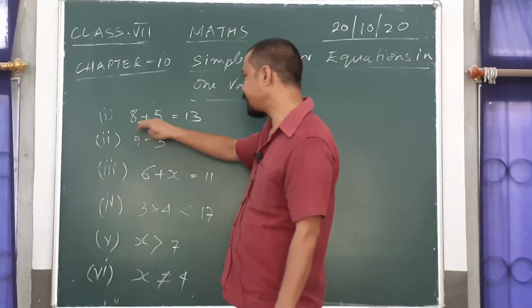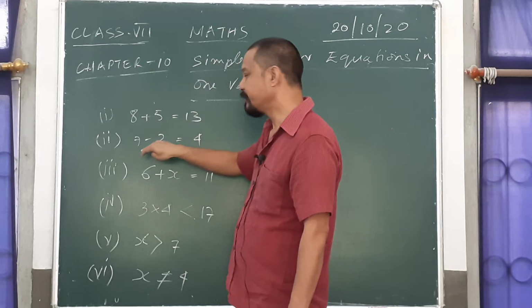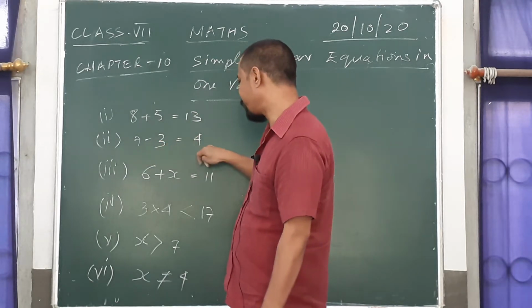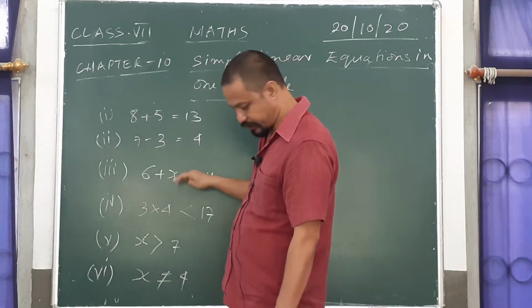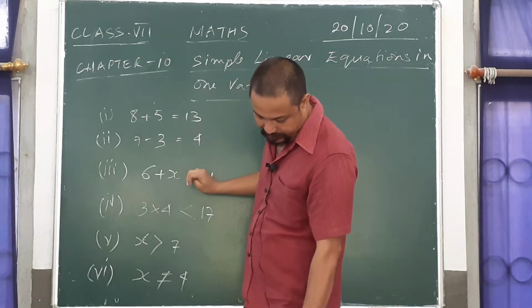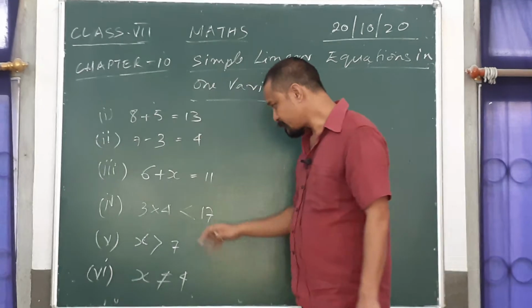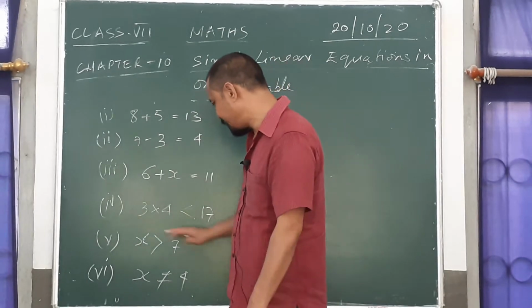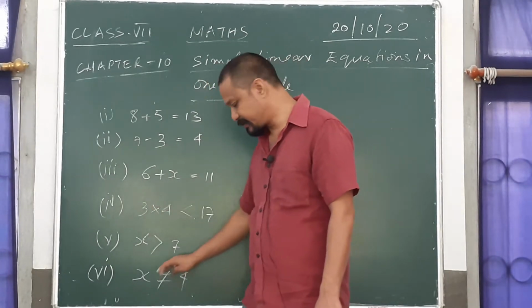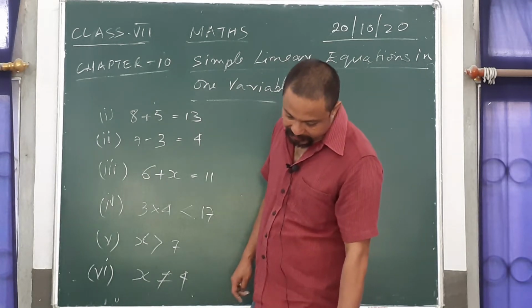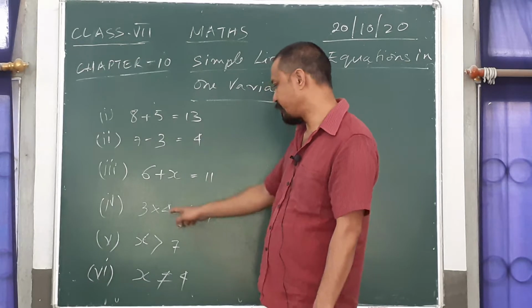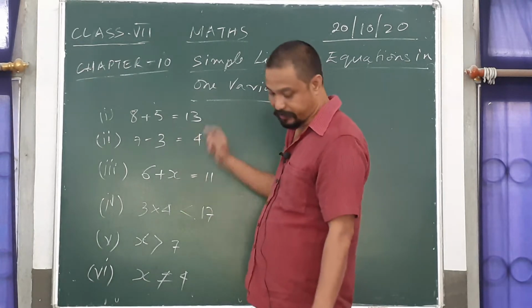If you add 8 plus 5, it will be 13. If you subtract 3 from 7, it will be 4. Okay, this I'll come to later. Now the other ones, 3 into 4 is lesser than 17, x is greater than 7, x is not equal to 4. These indicate that numbers given on the two sides are not equal. They cannot be equal. There's no equal to sign.